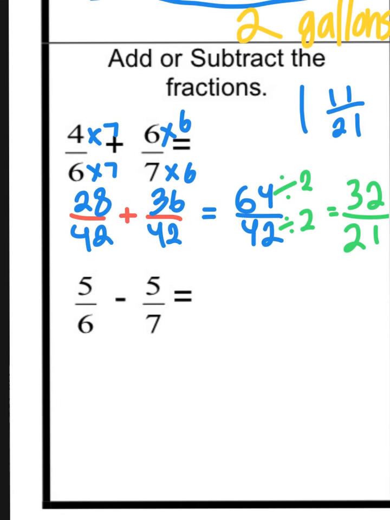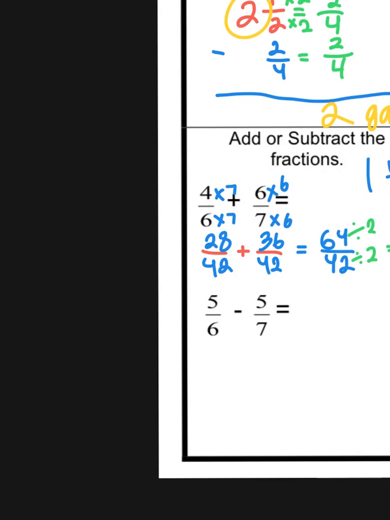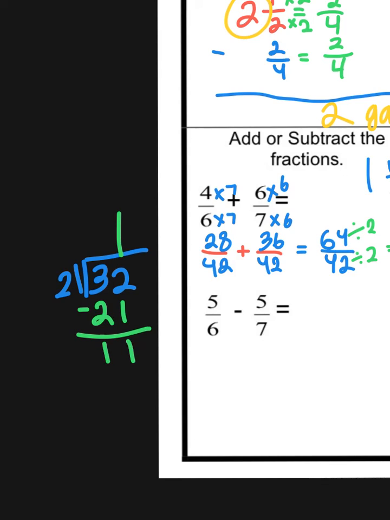Another way you can see that is just do 32 divided by 21. And 21 can go into 32 once. That's why we got a 1 whole. And then when I subtract, I get 11 left out of 21. That's how you change an improper fraction to a mixed number.